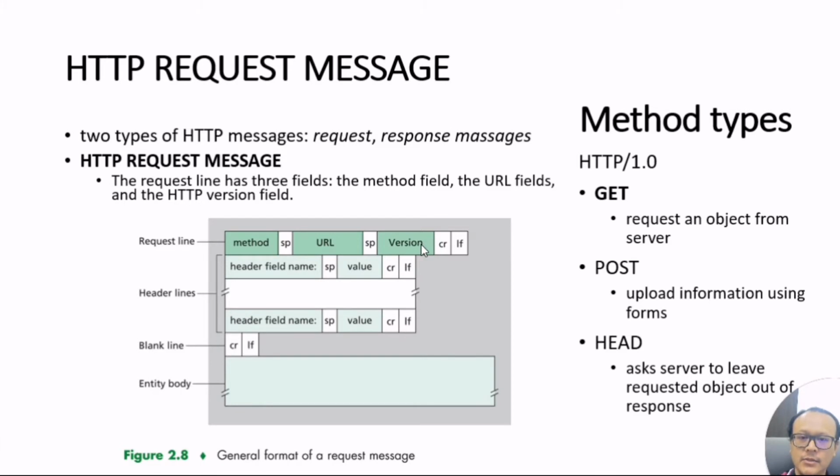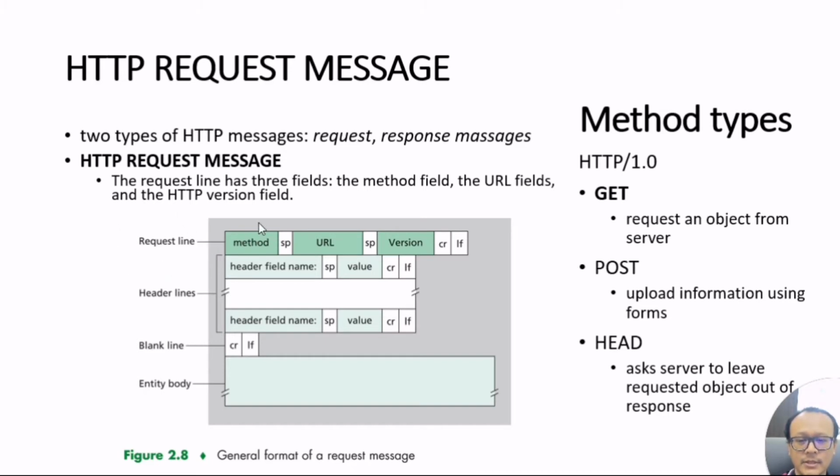Okay, let's look into the HTTP message. There are 2 types of HTTP message. The first is the request and the second is the response message. What you are looking at is the HTTP request message. Basically this is the general format of a request message. On the first line there's a method, URL and version, and this line is what we call the request line.